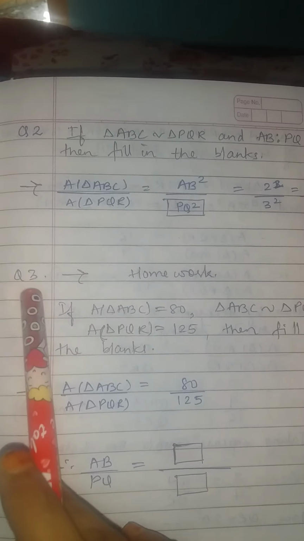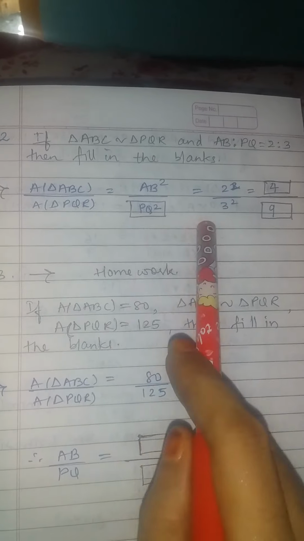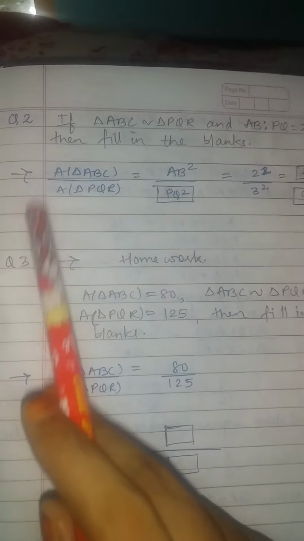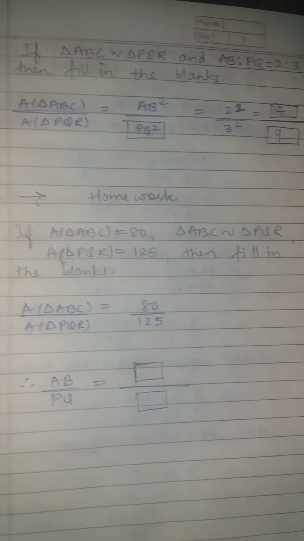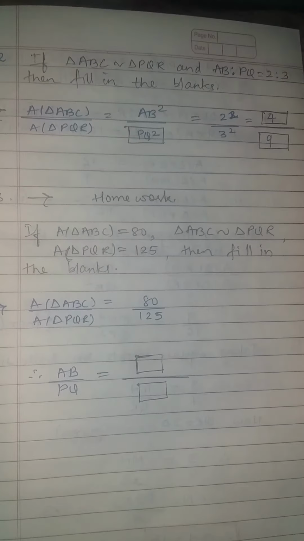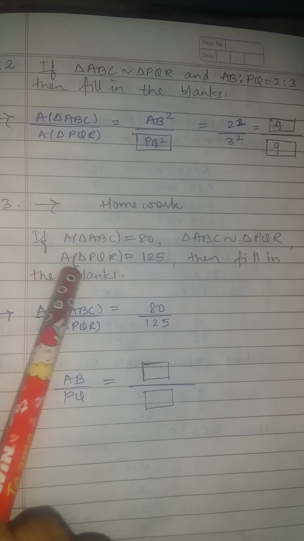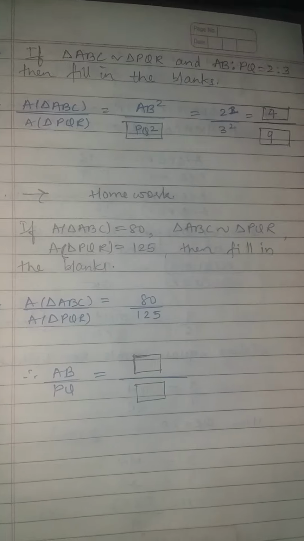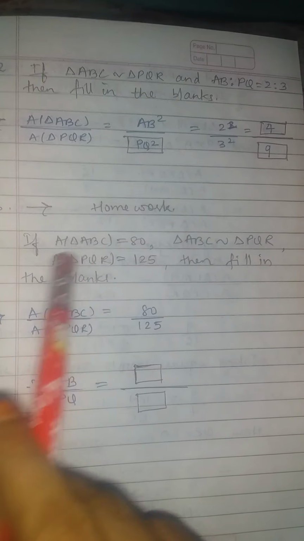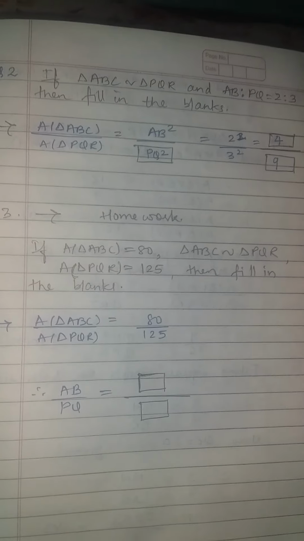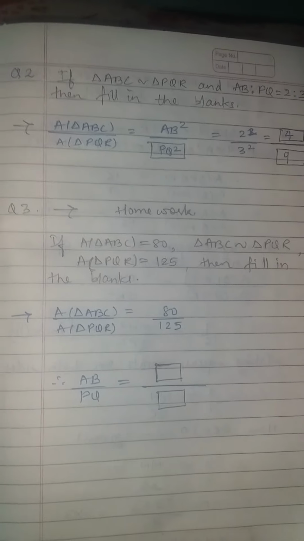Moving towards question number 3, which is homework for you. Try to solve it on the same lines since it is similar to question number 2. So it's homework for you. I'm just allowing you to note down the question and the activity. You have to fill in the blanks as per the conditions given in the problem. Fine. This is question number 3, homework for you.